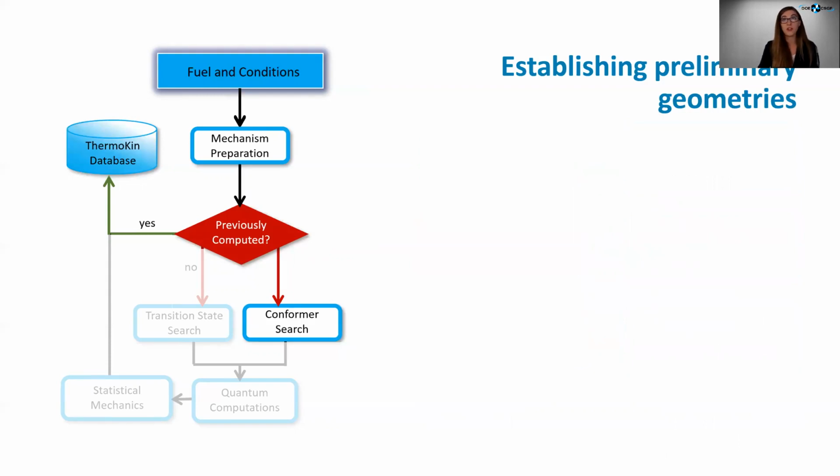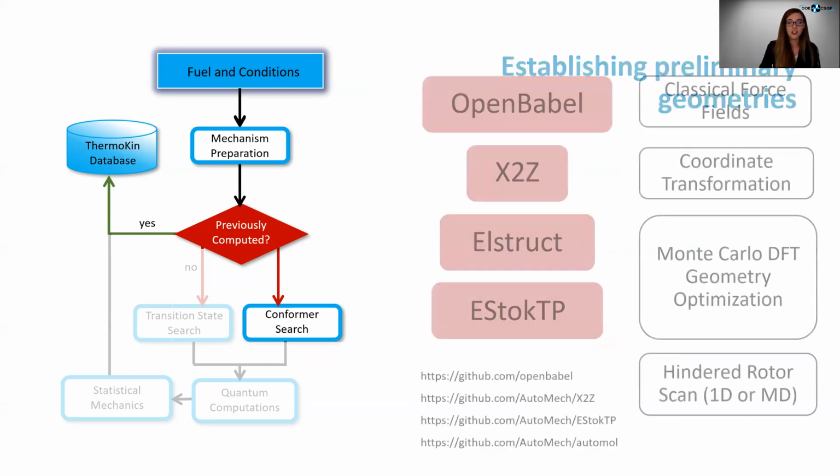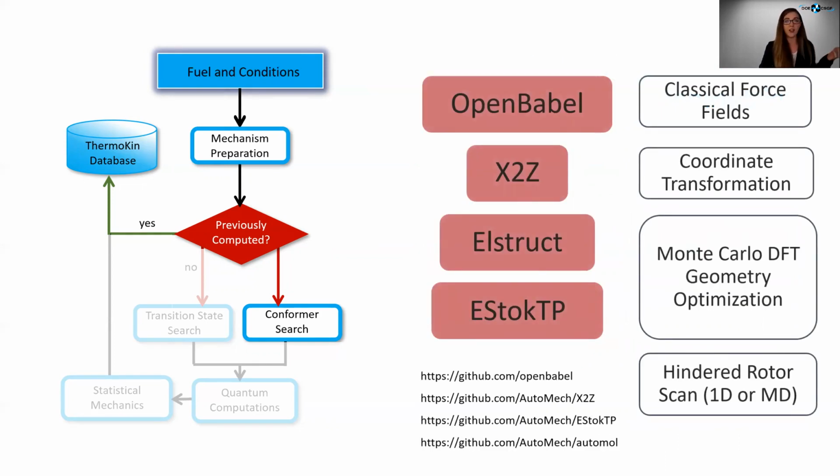Then once we have the list of species that we think are important, we check our database. We have a big database that we've built and populated. We don't want to ever have to repeat a calculation. And if we don't have anything, then we do a conformer search, where first we translate a species name into a 3D molecule using classical force fields through OpenBabel. And then we will do a Monte Carlo sampling of all the potential coordinates and configurations to get a good starting geometry at all the potential wells, energetic minima.